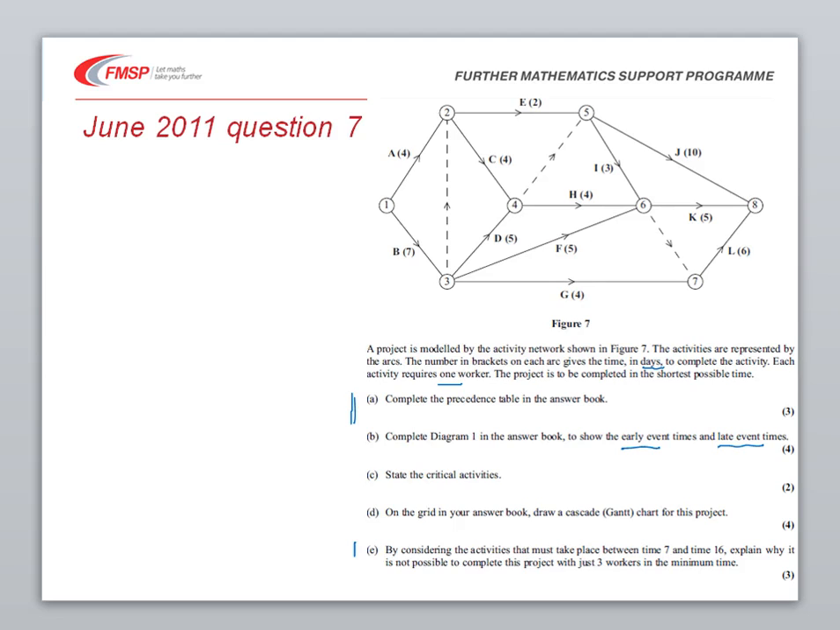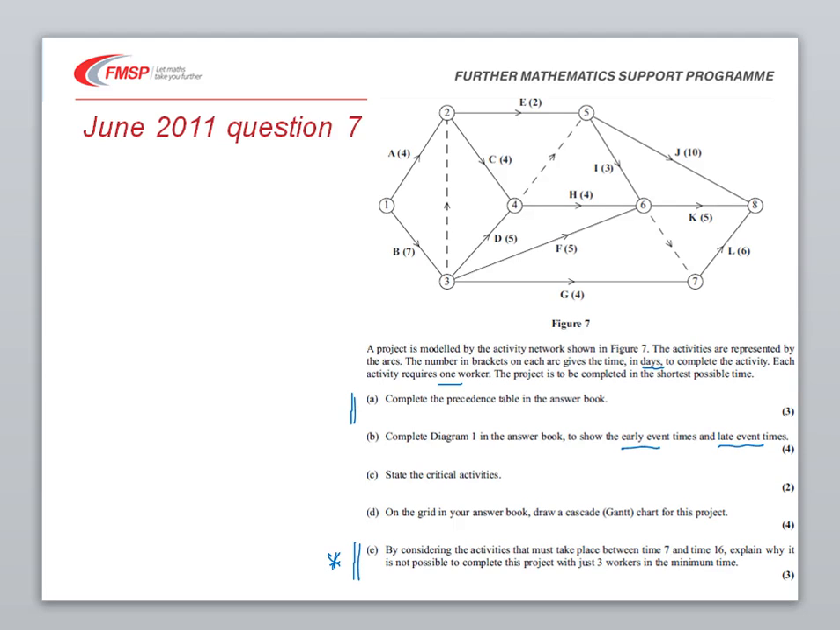Then the final part of the question is a sort of more searching idea to see if you understand what is going on in your Gantt chart. And it says, we have to explain why it is not possible to complete the project with just 3 workers in the minimum amount of time. So obviously that part of the question we can't really understand fully until we've actually got the Gantt chart in front of us.